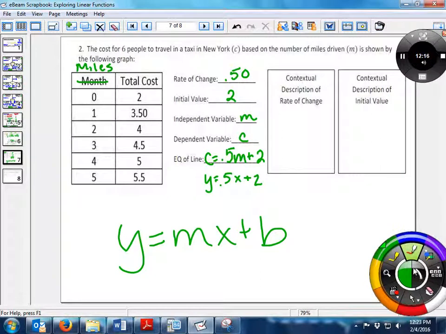Okay, here are the answers for this problem. We have 0.5 as our rate of change, 2 as our initial value. Our independent variable is miles for m. Our dependent is c for cost. And there's your equation. Now, if you have either equation, that's acceptable for me. I do not care if you use the y and the x or different variables. For the contextual description of the rate of change, well, every mile I'm spending an additional 50 cents. The initial value means just for getting in the car, just for getting in the taxi, I'm going to pay $2.